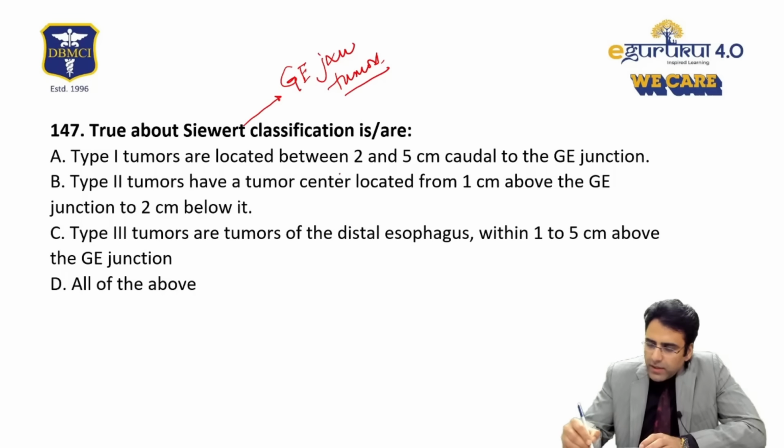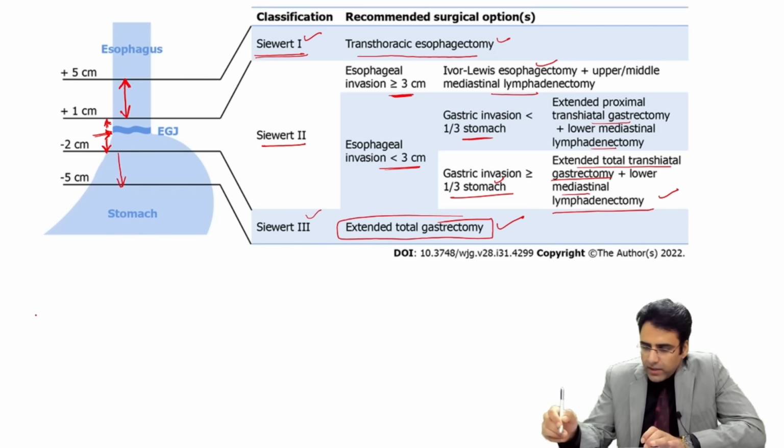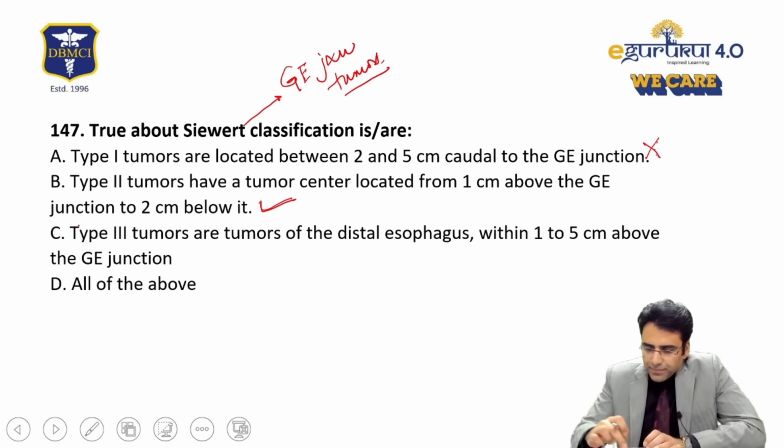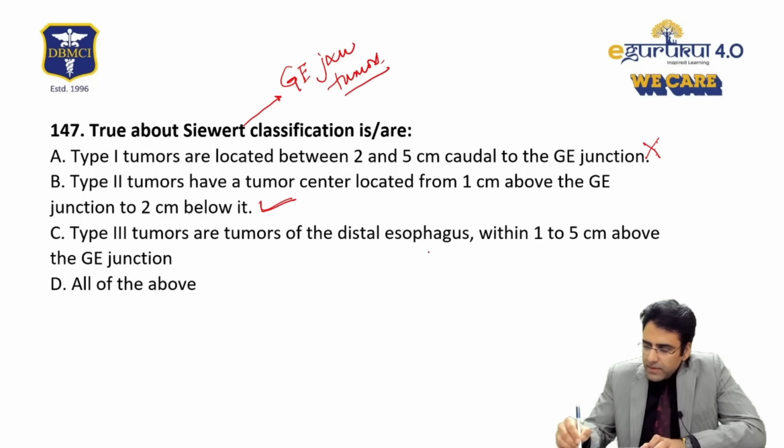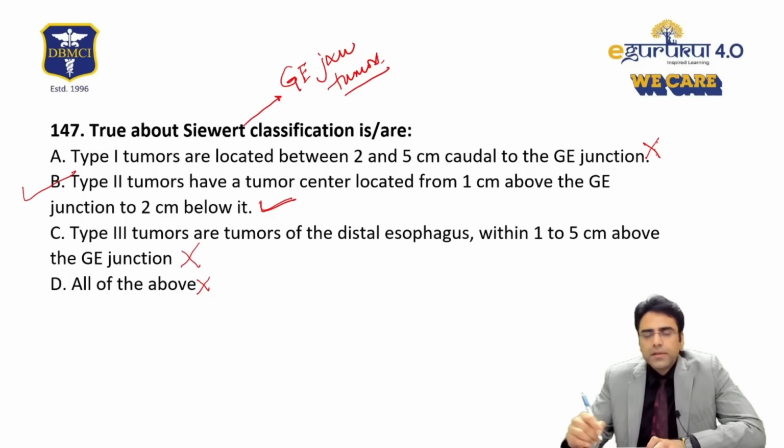Type 1 tumors are located between 2 and 5 centimeter cardial to G junction. This statement is wrong. Type 2 tumors have a tumor center located from 1 centimeter above the G junction to 2 centimeter below it. Yes, this is true. I told you type 2 is 1 centimeter above to 2 centimeter below. Correct. Then type 3 tumors are tumors of distal esophagus within 1 to 5 centimeters above the G junction. This is false. So the correct answer in this case is answer B.